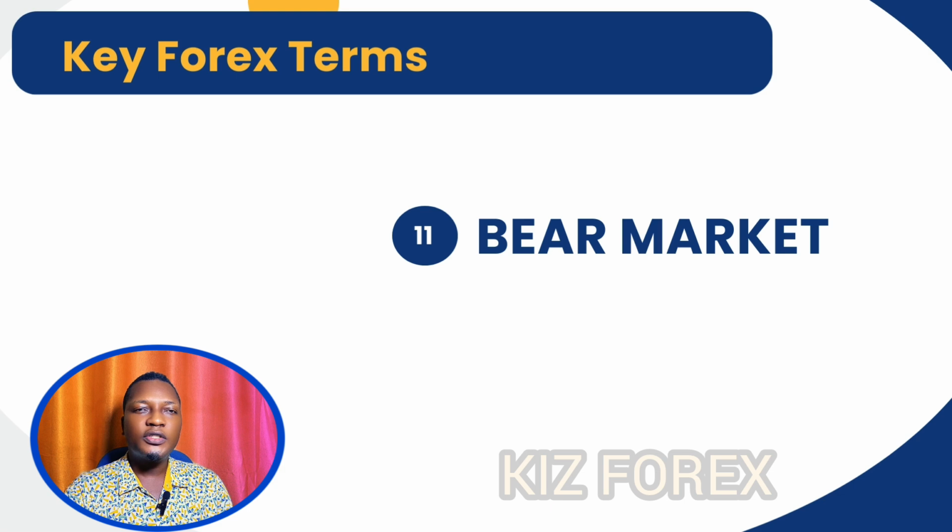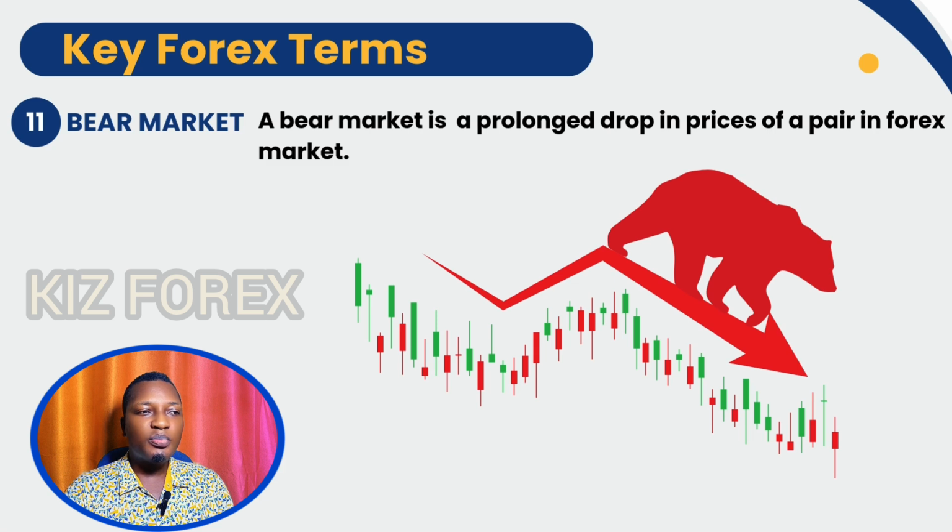Another key terminology that you hear in the forex market again is what we call the bear market. Now, what is the bear market? The bear market is a prolonged drop in the price of the pair in the market. Now, this graphical representation here represents what we mean by the bear market. So when the price is dropping and dropping and dropping, it is called the bear market. This is one of the terminologies that you get to hear forex traders talk about. So the continuous drop in the price in the market is what we call the bear market.